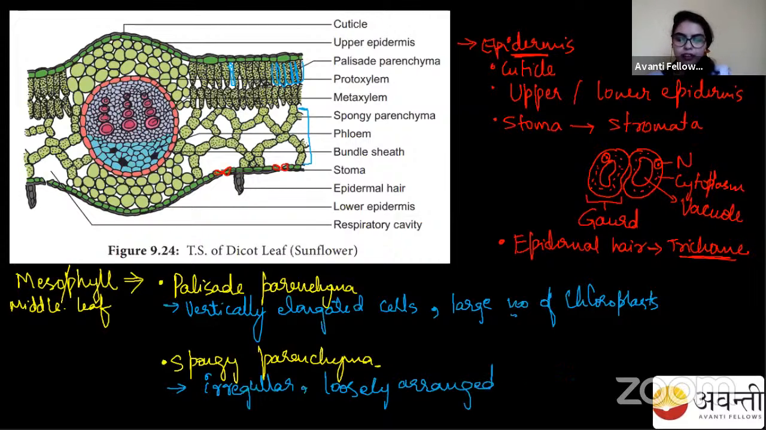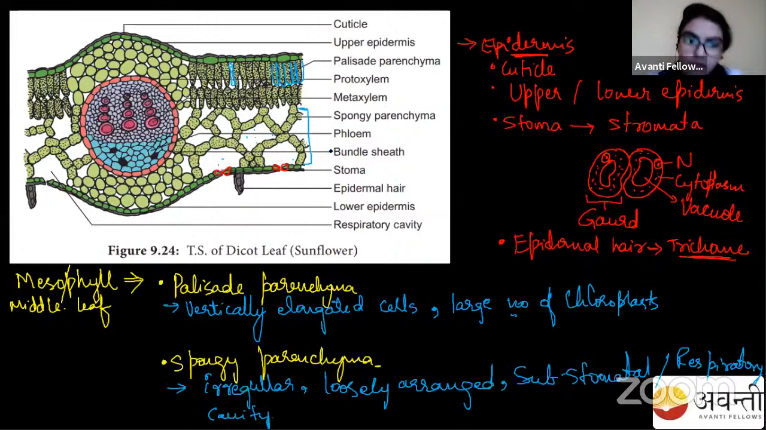Okay, and they have some special kind of cavities. These cavities are also called the respiratory cavity or the substomatal cavity. Look here, in the spongy parenchyma there are many cavities, right? So these cavities, the substomatal cavity, also called the respiratory cavity. Okay, respiratory cavities.